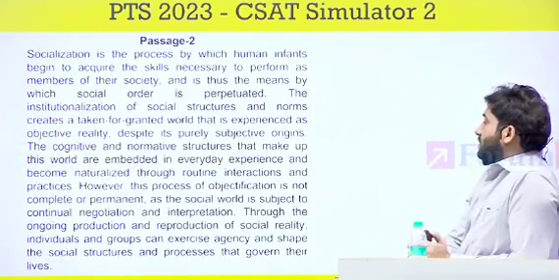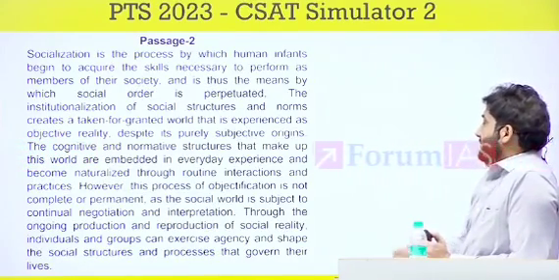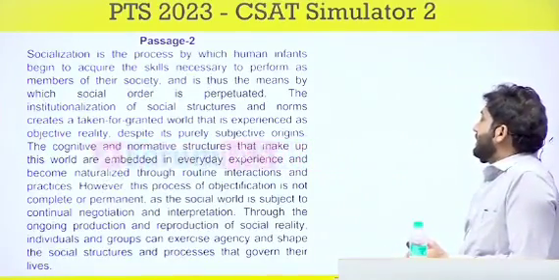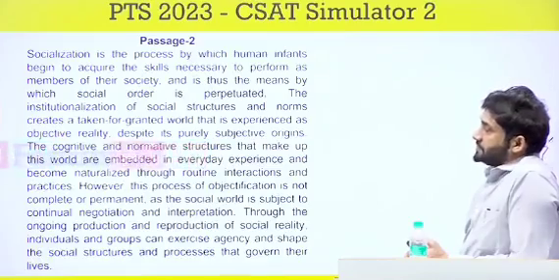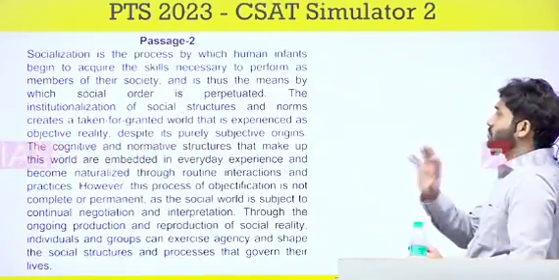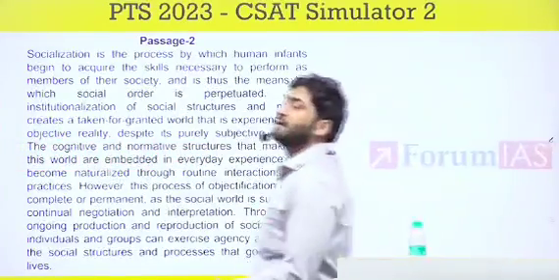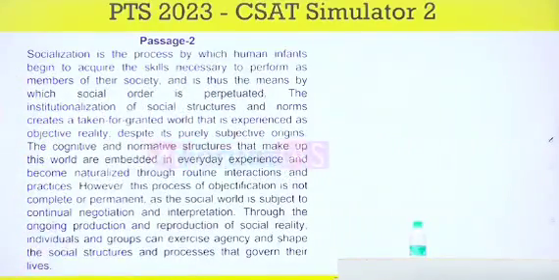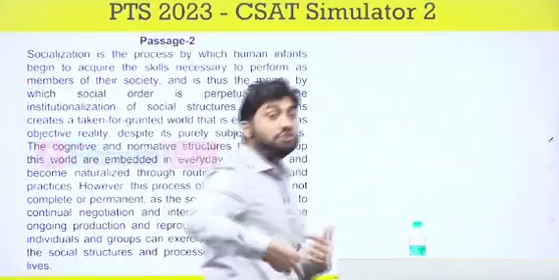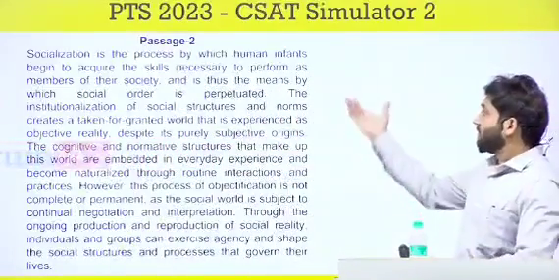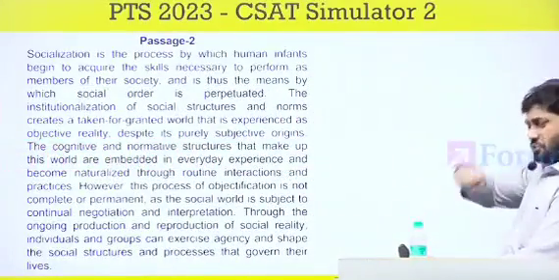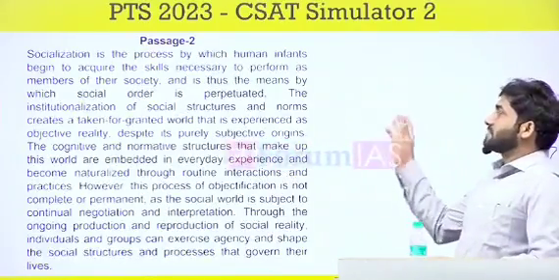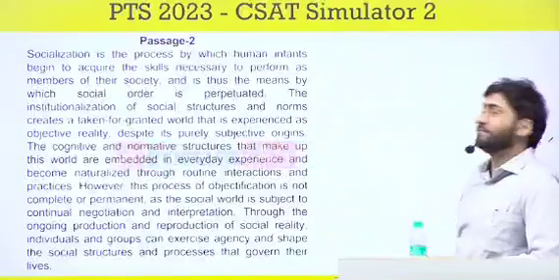Individuals and groups can exercise agency, come together, and shape the social structures and processes that govern their lives. So this is also discussing socialization, how it gets acquired by human infants through society, how it gets perpetuated, how it gets continued. And then the author elaborates on how it gets institutionalized, accepted in the complete social institution and social structure and norms, and is taken for granted.